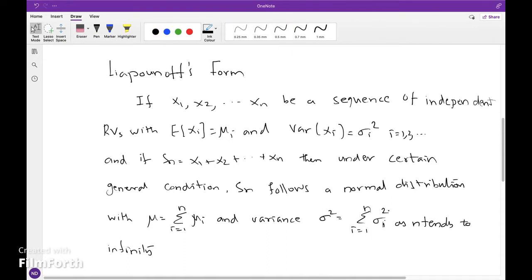When n tends to infinity, the distribution tends to a normal distribution by the central limit theorem. That is, when n is very large, by the central limit theorem, the given distribution tends to a normal distribution.